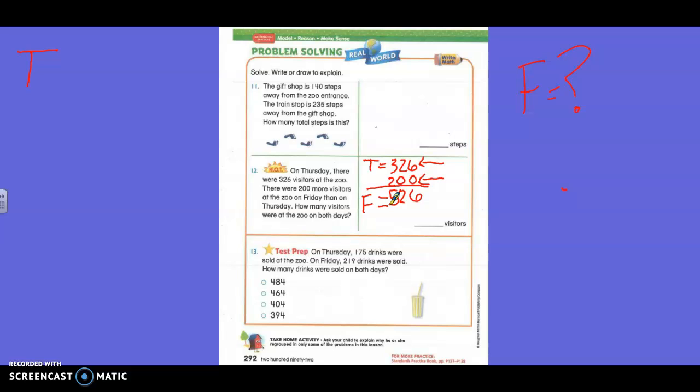But now let's read the last sentence to figure out what we need to do last. How many visitors were at the zoo on both days? We figured out, they gave us Thursday. Now we figured out Friday. Now we have to do both together, Thursday and Friday. So we have to add Thursday, 326, and Friday, which we found out was 526. So now we have to add those two together.